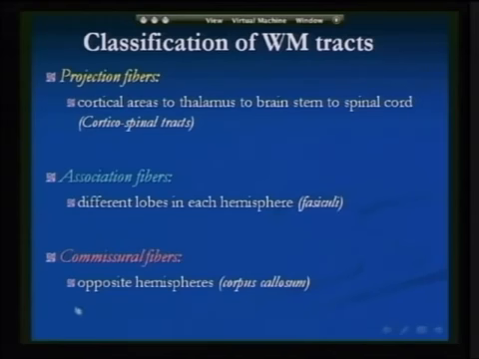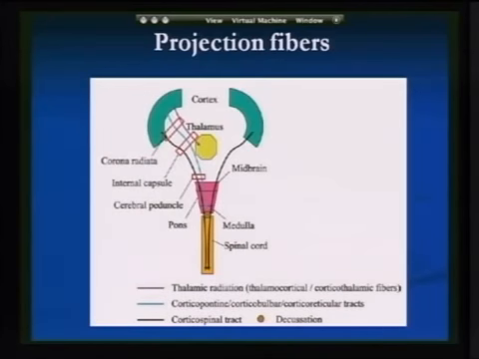The commissural fibers join both hemispheres, which is the corpus callosum. The projection fibers run from the higher areas, the cortex, to the thalamus, to the brainstem, to the spinal cord. These are the corticospinal tract, thalamic radiation, and corticobulbar tracts. The most complicated ones are the association fibers, which connect different lobes in the same hemisphere. We will see this. These are the projection fibers.